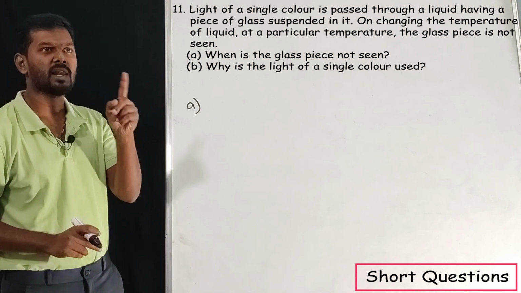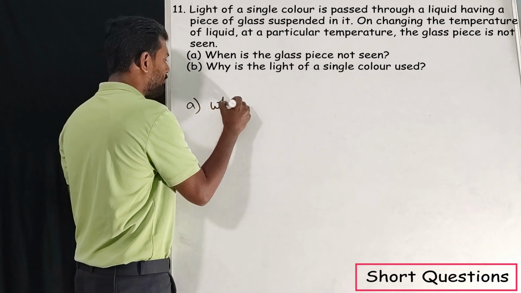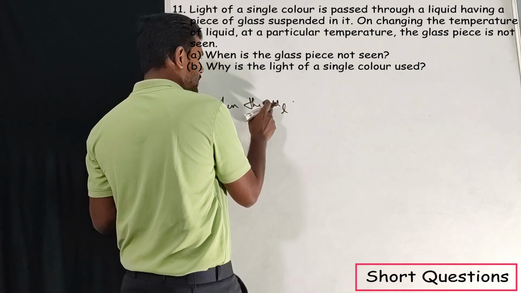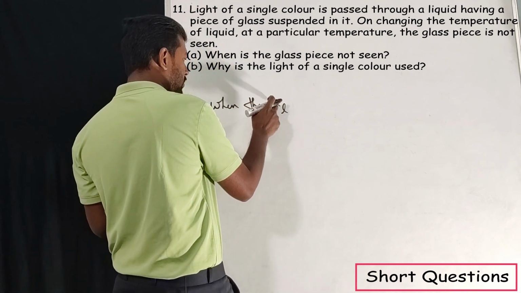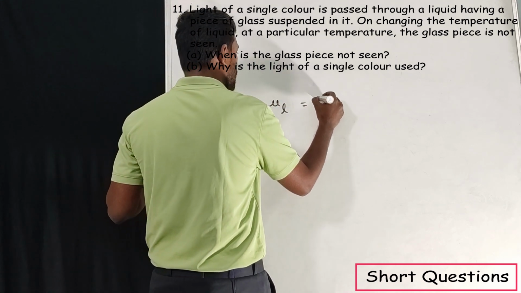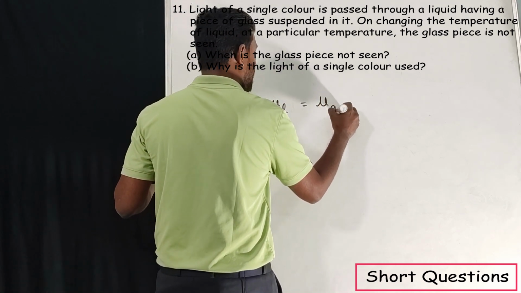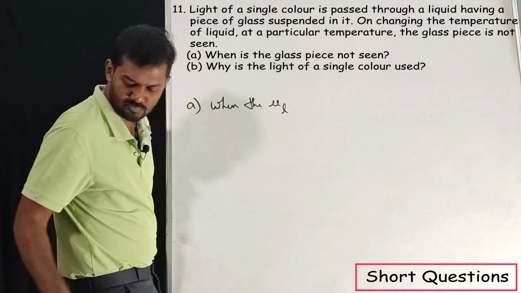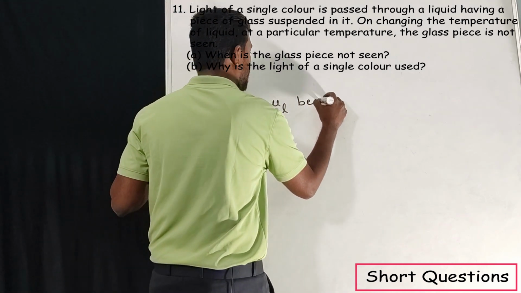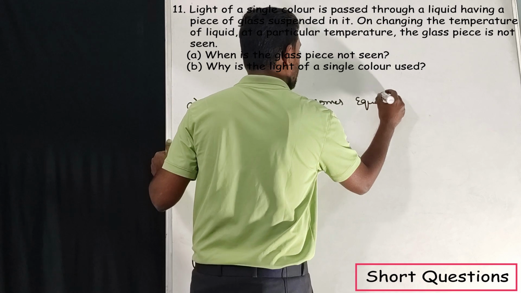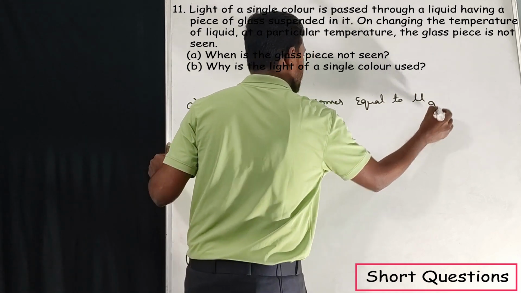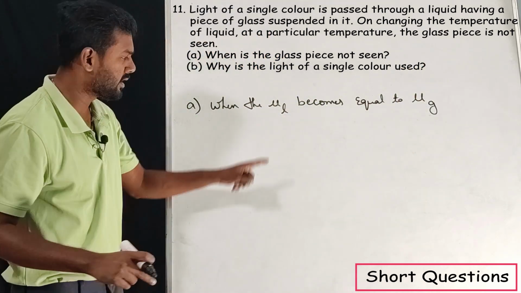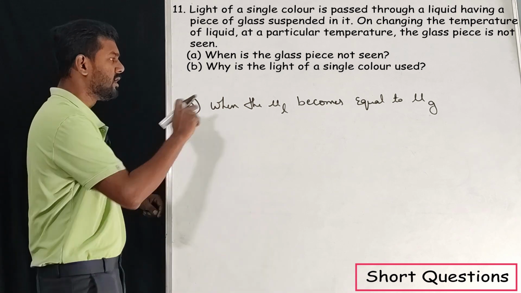So the answer for this question: the glass piece is not seen when the refractive index of the liquid is equal to the refractive index of glass. Okay, when the refractive index of the liquid becomes equal to the refractive index of glass. You have to write it in full form, expanded form, refractive index of glass, like this. Here also I have to write the full form. Next, this is the answer.